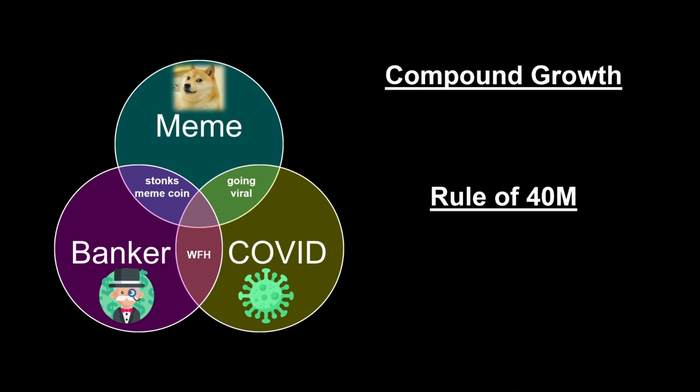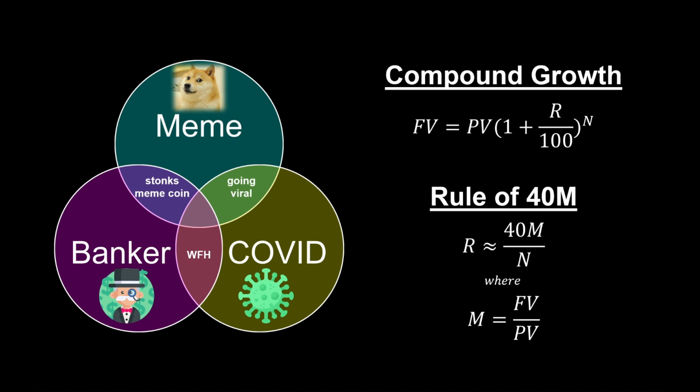Let me begin by showing you some symbols and a formula. For anything with compound growth, the future value FV is equal to the present value PV times 1 plus the growth rate in percentage, raised to the number of periods, N. And the rule of 40M informs us that the R can be estimated by doing a simple division of 40M and N, where M is just how much our total value increased by. If our future value is twice our present value, then M will be equal to 2.